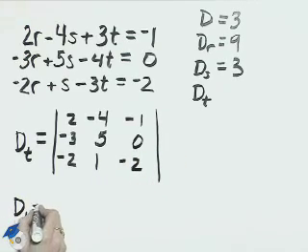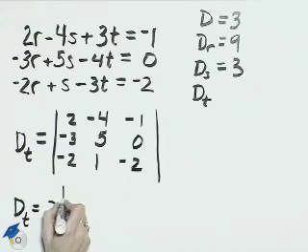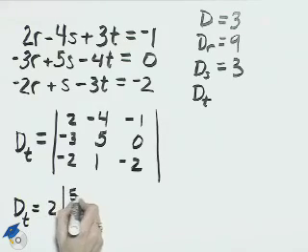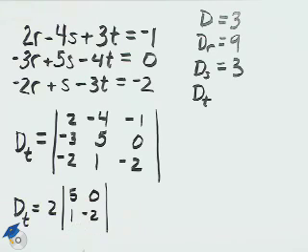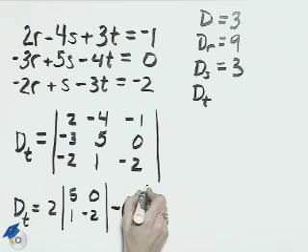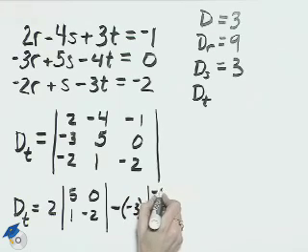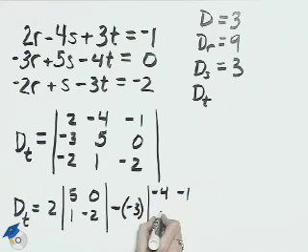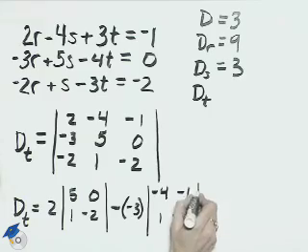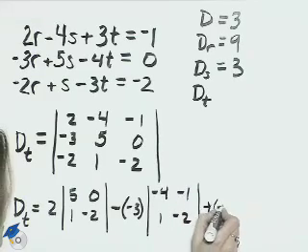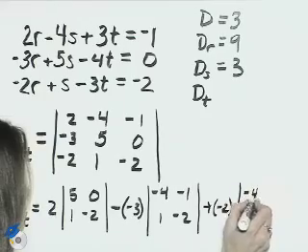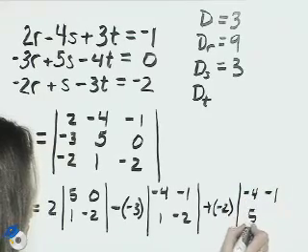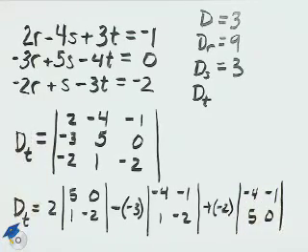D sub T is equal to 2 times the determinant 5, 0, 1, negative 2, going across the rows, minus negative 3 times the determinant negative 4, negative 1, 1, negative 2, plus negative 2 times the determinant negative 4, negative 1, 5, 0.